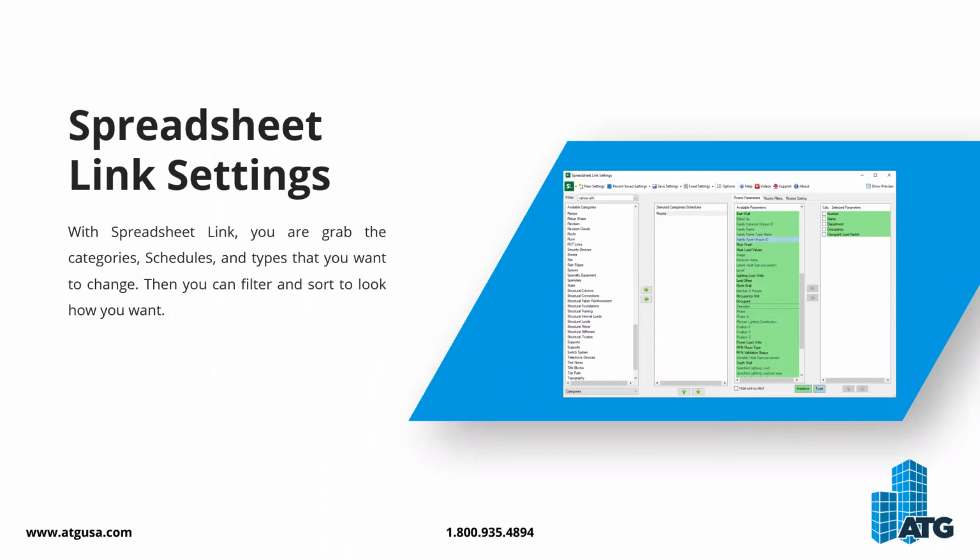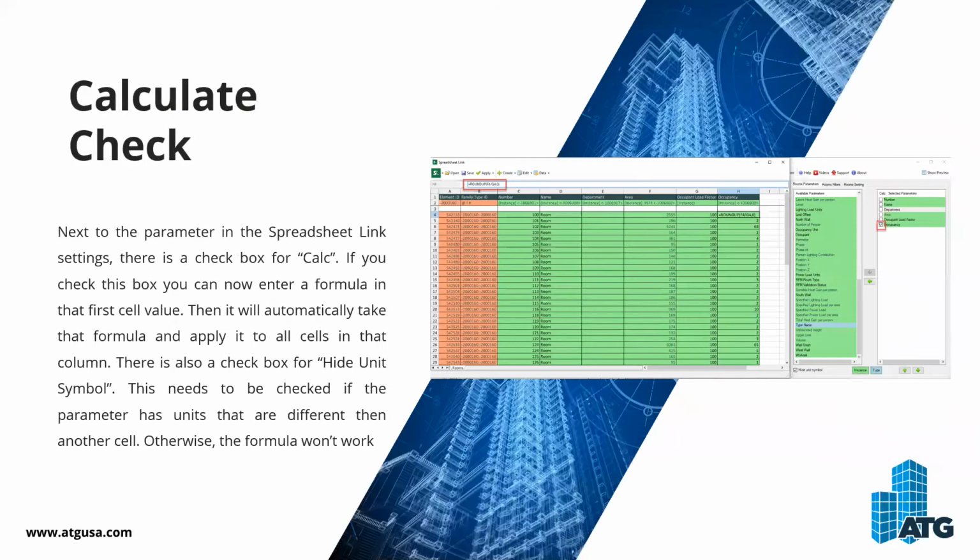So that is the Spreadsheet Link Settings portion of it, where you're allowed to pick the categories and parameters you want to go after, in sorting and filtering. The next thing to go over in general is the calculate check mark. When you're going through and picking the parameters, there will be a little checkbox that will appear next to the parameter.